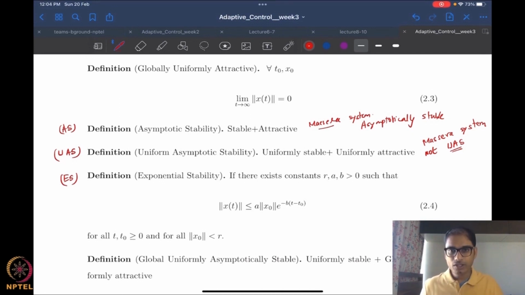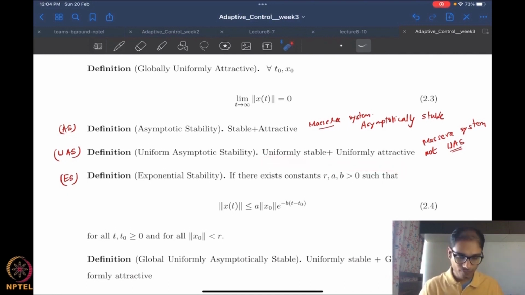Whenever you're talking about any of these notions, you're always talking about a particular equilibrium. So the Massera system is asymptotically stable at the origin. The Massera system is not uniformly asymptotically stable at the origin. When I write it out formally, I have to write the whole sentence. Okay, please keep this in mind. You have to write out the whole sentence. I am not saying the whole thing occasionally because it's clear from the context that I'm talking about the zero equilibrium. Okay, so the Massera system is not uniformly asymptotically stable because it fails on one count.